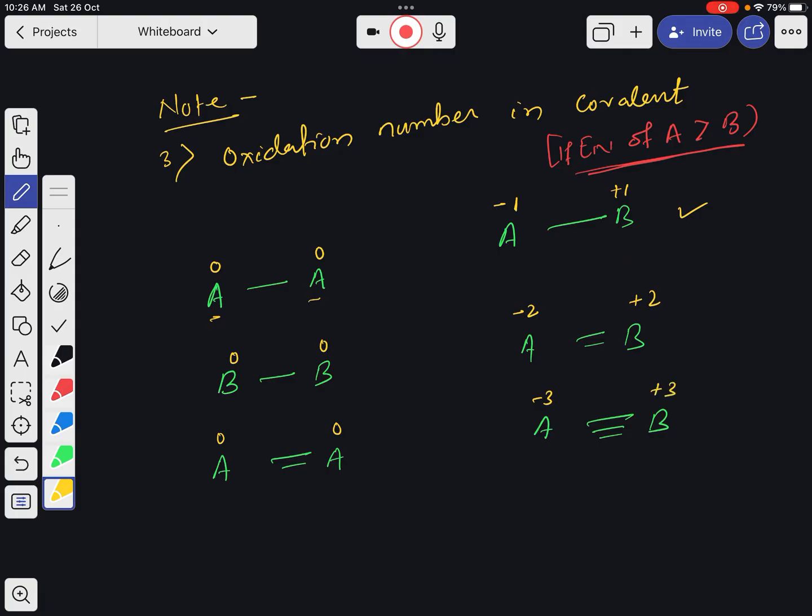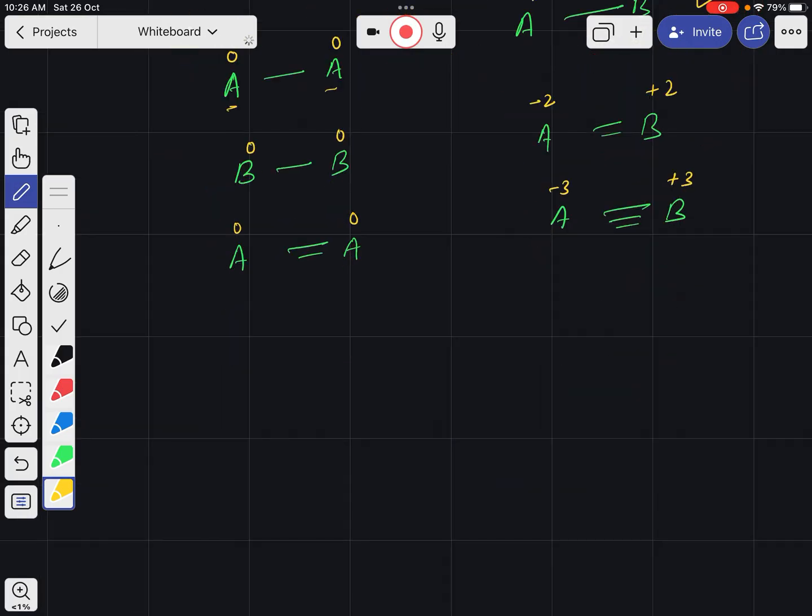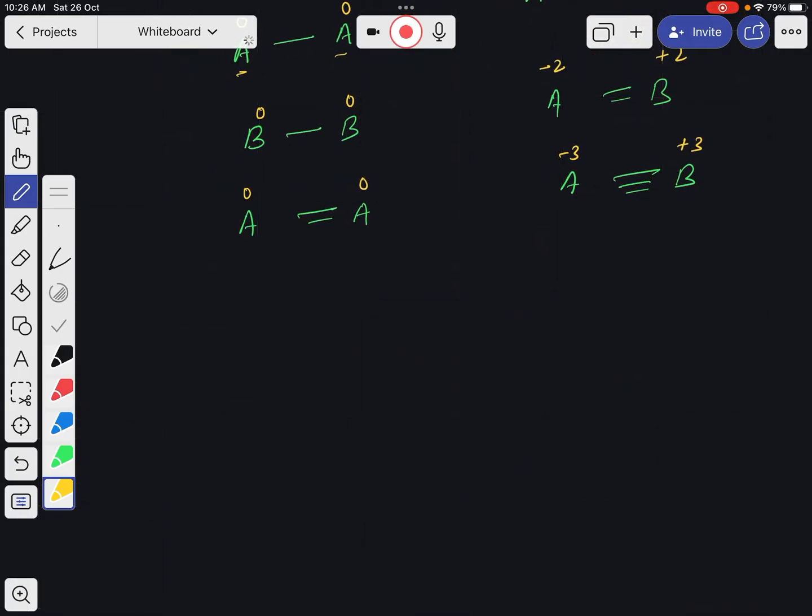Okay, the element whose electronegativity is high gets a negative sign and the element whose electronegativity is low gets a positive sign. For a single bond, that is -1 and +1, for a double bond +2 and -2, for a triple bond +3 and -3.